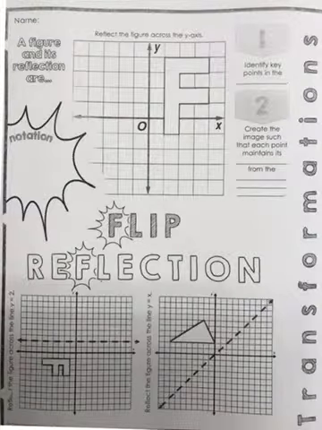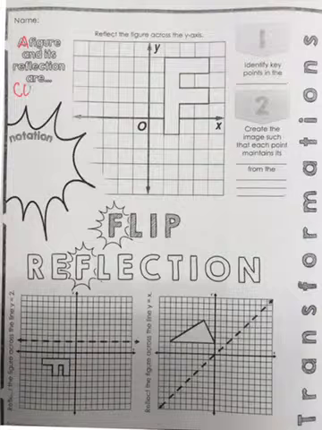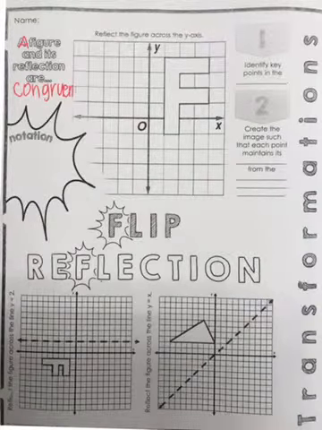So you can always take them back home to draw on if needed, okay? But we're going to start up here where it says a figure and its reflection are, the word should be congruent. When we are reflecting a figure, they're going to be the same size. It means it's the same shape, but it's going to be in a new location.